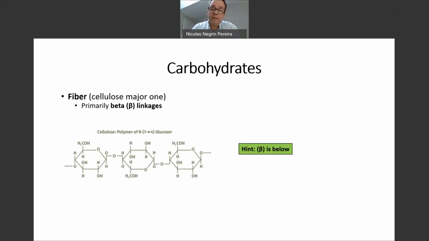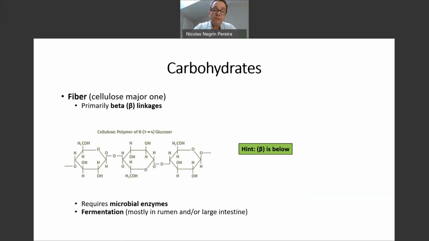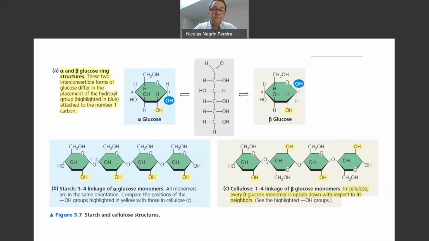So we actually need the presence of symbiotic bacteria within the gastrointestinal tract to be able to, through the process of fermentation, break down cellulose and hemicellulose, which are the major components of plant cell walls. So we require a microbial enzyme to break this bond, and the fermentation process takes place mostly in the rumen. But don't forget that monogastrics also have fermentation occurring mainly in the cecum and the colon, mainly the cecum.